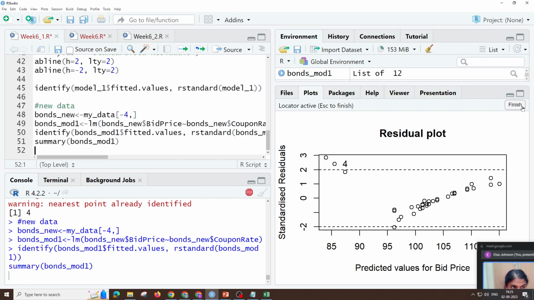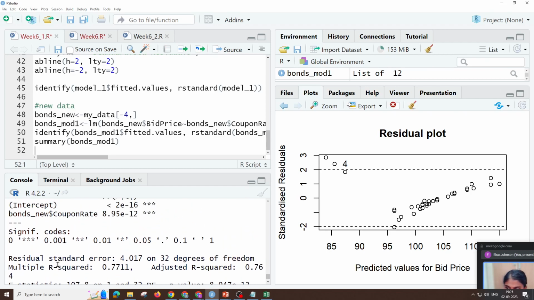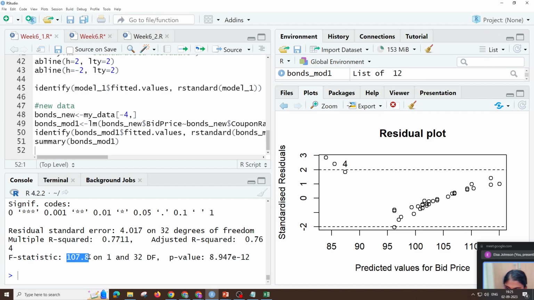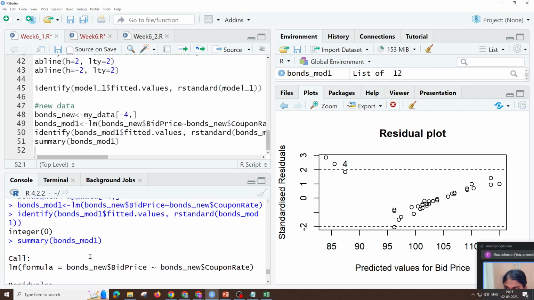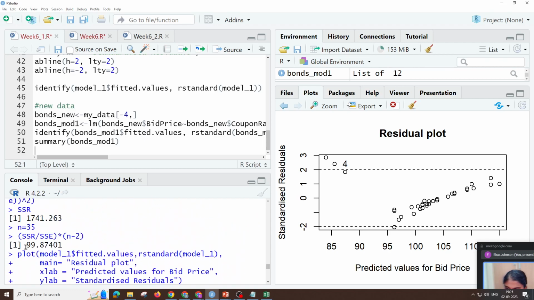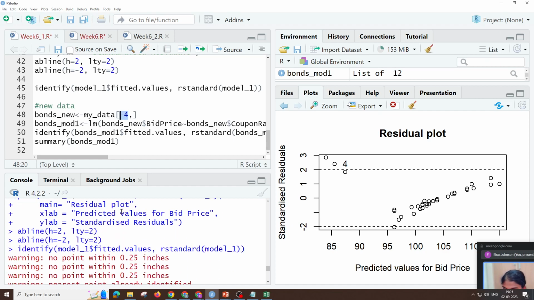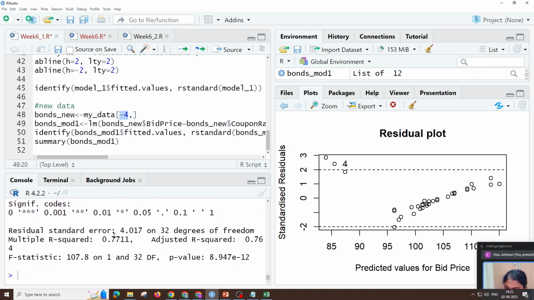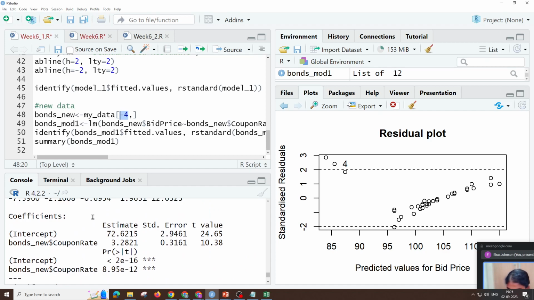In the summary, the F statistic has changed to 107.8. Earlier when you saw the F statistic, it was 99.87. So when one of the outliers, that means minus 4, meaning 4 was removed, the F statistic has increased to 107.8. In this way you can reject the outliers and calculate the summary of the model, the fitted model and all the statistics for that particular model again.